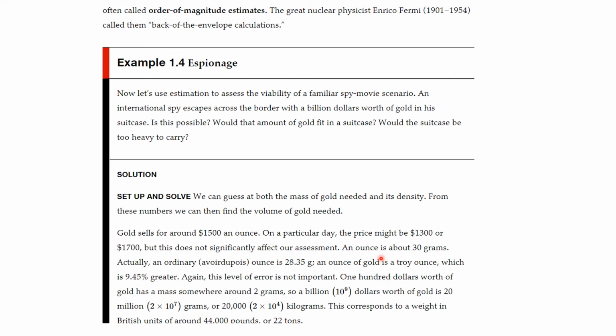Now, an ounce is 30 grams, so that allows us to change the $1 billion into ounces, and so we can do a calculation and figure out that the weight of the suitcase is going to be 22 tons, which means this is not a reasonable kind of thing. Make sure that you understand how to follow this kind of calculation. Pausing the video might be good, and you're using the density is mass over volume.